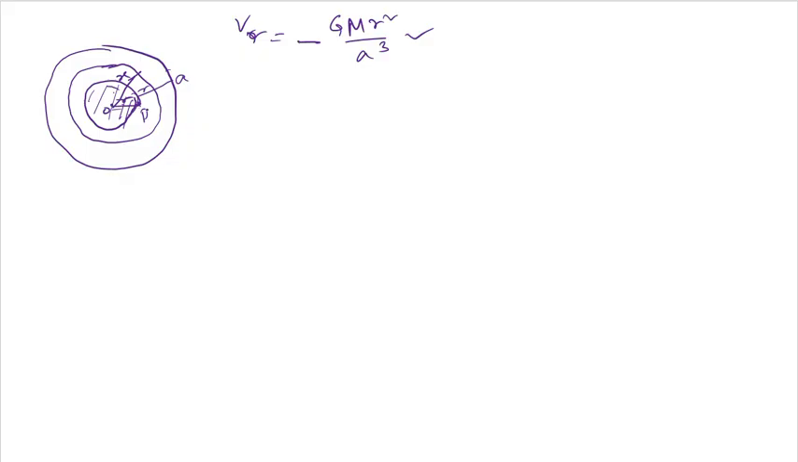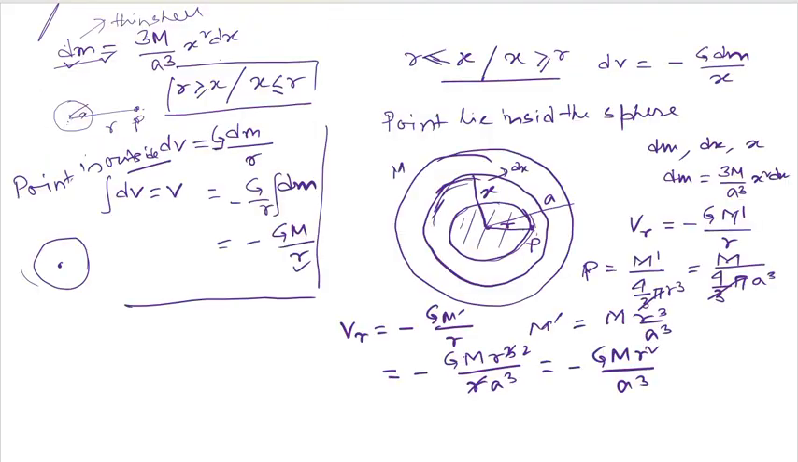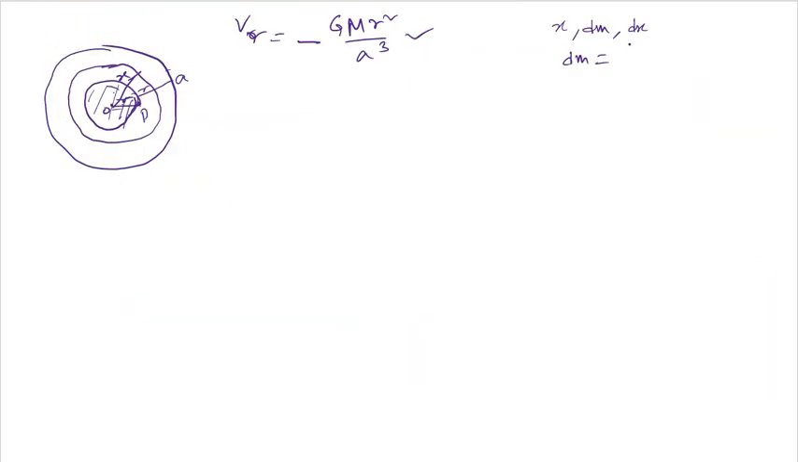Now, as we have taken at x distance, dm is the mass and dx is the thickness of a hollow sphere. Then we calculated the volume, and we have come up with the formula dm equal to 3M by a cubed x squared dx. We have already derived this: 3M by a cubed x squared dx.